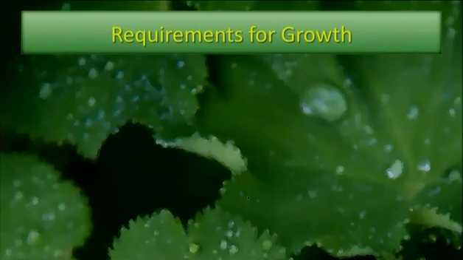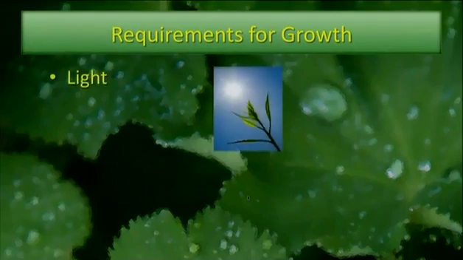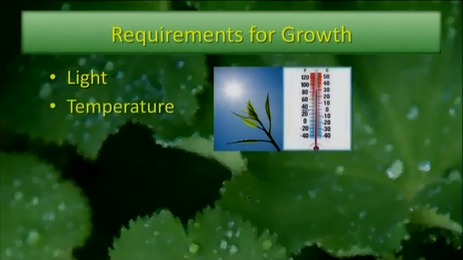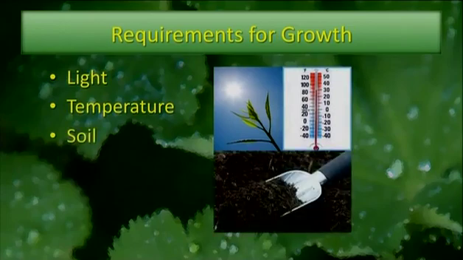Now, our requirements for growth include light. Of course, plants need light to do photosynthesis. Plants also need the right temperature. And generally, the plant needs soil. So soil structure and minerals and other factors play roles in the growth of the plant. Plants take up many elements from the soil, but besides the carbon, oxygen and hydrogen that it gets from water and carbon dioxide, there are only 15 elements that are essential to most plants.